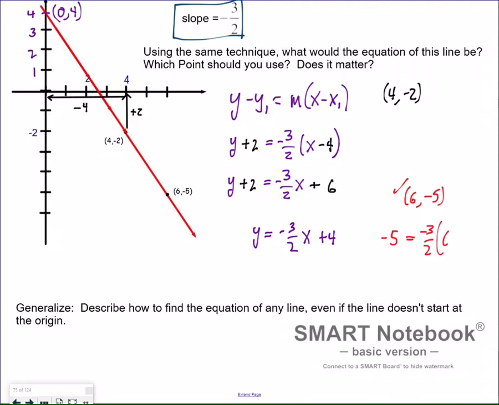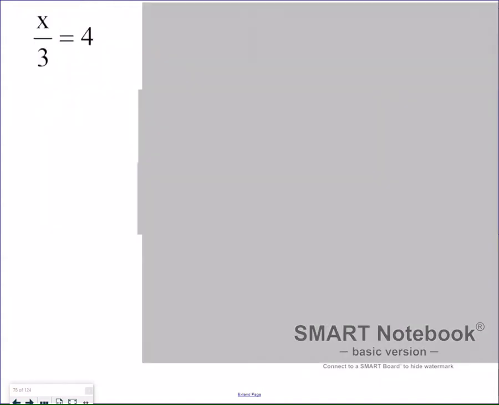3/2 times 6, and then add 4. If we take -1.5 of 6, that would be -9 plus 4 is indeed -5. So apparently all I have to do to find the equation of a line is know the slope of the line and one of the points on the line, and I can walk it backwards and get what I need.